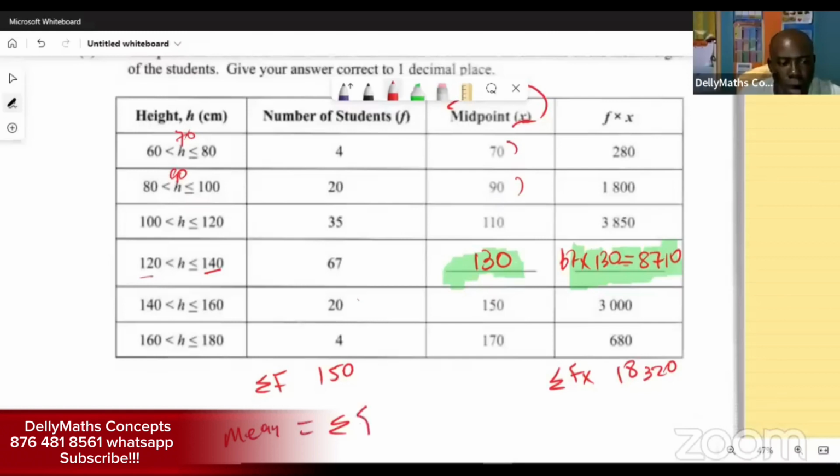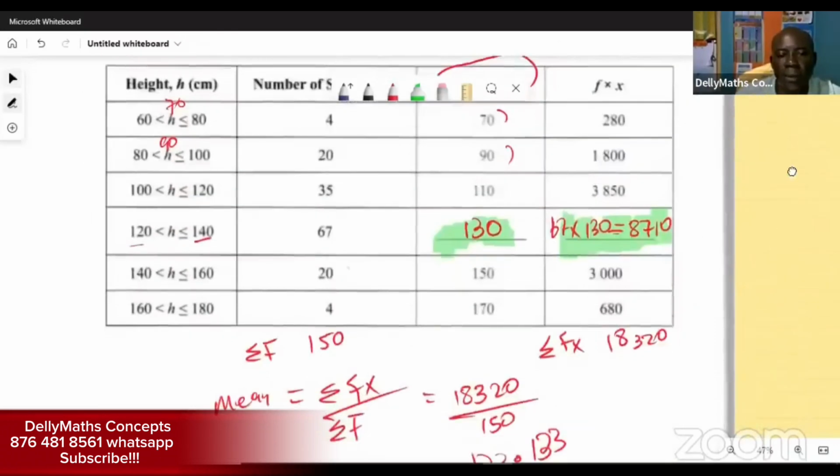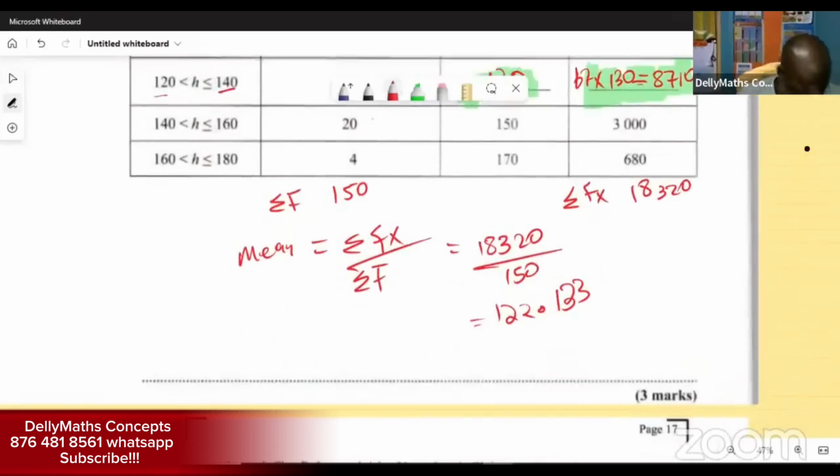The mean is equal to the sum of fx over the sum of f, which is 18,320 over 150. And my answer that I'm getting here is 122.133. But remember, they gave a specific instruction, 1 decimal place. So then the answer is 122.1. So we have 122.1 going there.